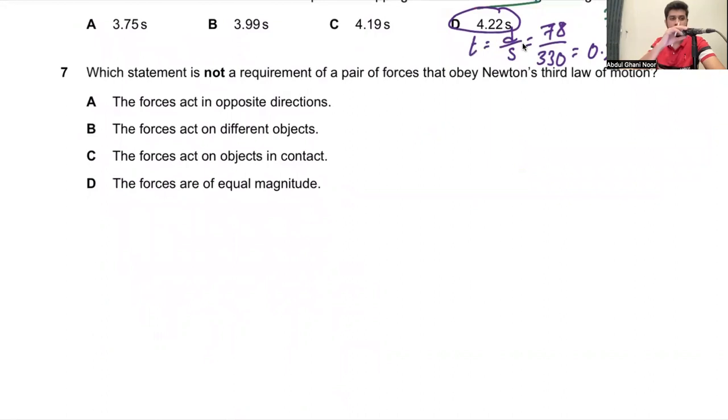Question 7 says, which statement is not a requirement of a pair of forces that obey Newton's third law of motion? The forces act in opposite directions. That is a requirement. The forces act on different objects. That is a requirement. The forces act on objects in contact, not necessary. Even if they're not in contact, the force may act, like two magnets attracting each other, opposite charges attracting each other, or gravity between the sun and the earth. That also follows Newton's third law, and they're not in contact for sure. So this is not a requirement. The forces are of equal magnitude. That is definitely a requirement.